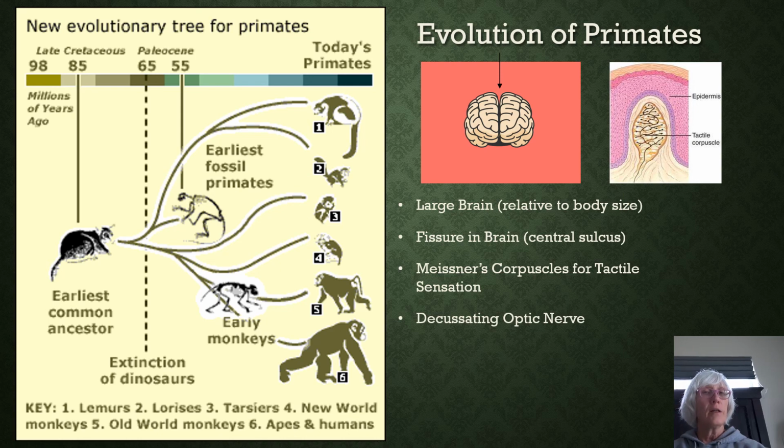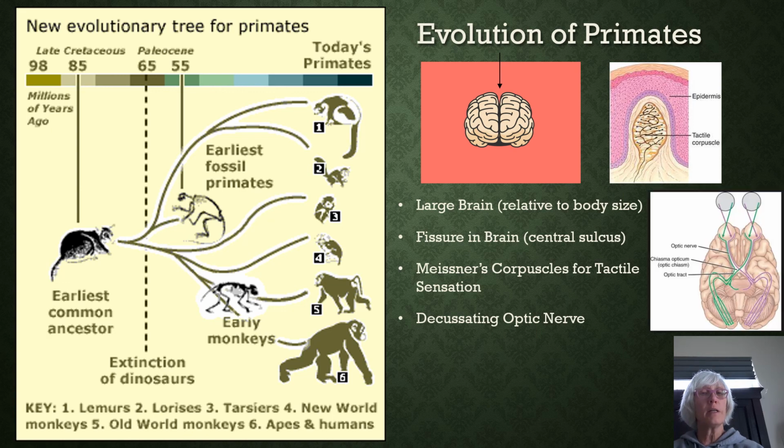And finally, primates have what is called a decussating optic nerve. What that means is that the vision that's coming in on one side of our head, so let's say into our left eye, crosses over and communicates with the right side of our brain. Conversely, information coming in from our right eye crosses over to the left side of our brain. This crossing over from one side to the other is what decussating means.